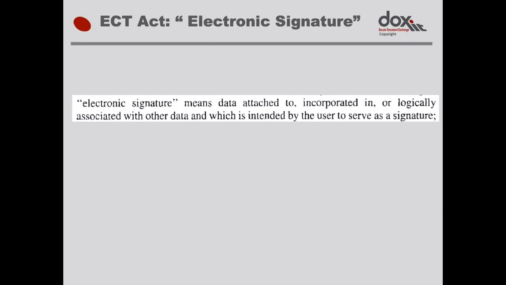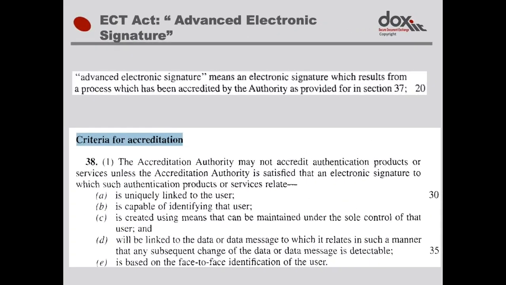Let's have a look at how the ECT Act defines electronic signatures. According to the Act, electronic signature means data attached to, incorporated in, or logically associated with other data and which is intended by the user to serve as a signature. This definition clearly includes the option of typing a name at the bottom of an email message, as well as pasting an image of a handwritten signature into an electronic document. When the ECT Act talks about an advanced electronic signature, it is defined as follows.